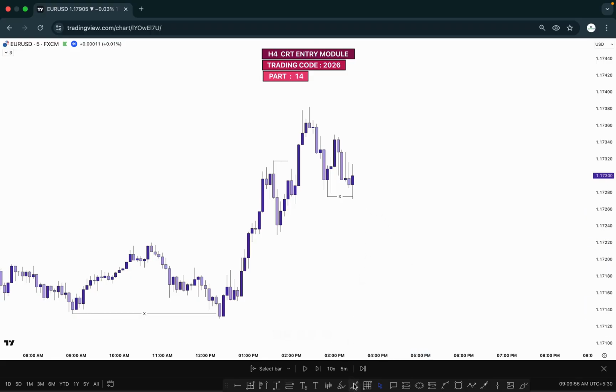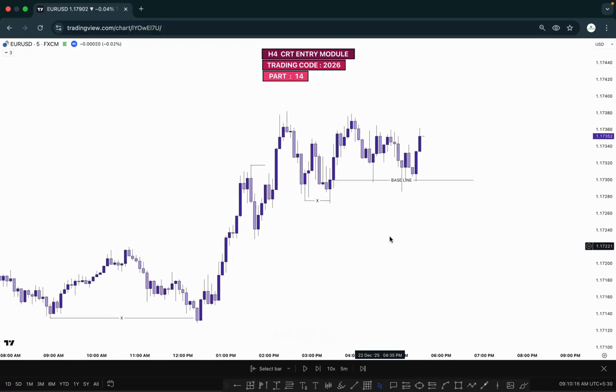Okay, so this is our price close here, and we can draw a line. This is our baseline. It means that if price trades above this one, we can take entry for the buy. If price trades below this baseline, we are interested in the sell to the downside. So let's see what happens next, and we can see how price is reacting aggressively and trying to go higher and higher.